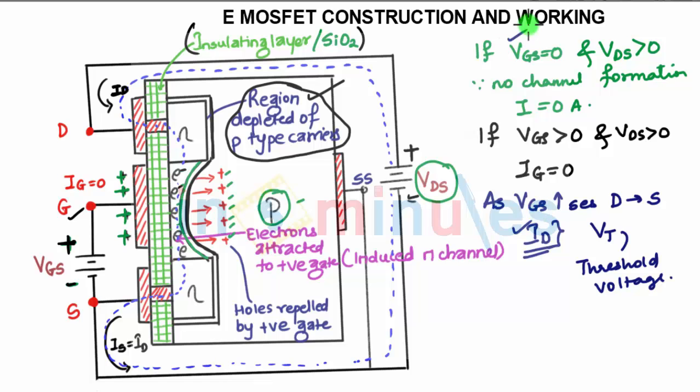What we can say is for VGS 0, there is no channel present for the flow of electrons, and as your VGS is positive, the channel is enhanced by the application of plus VGS, and hence it is called an enhancement type MOSFET.